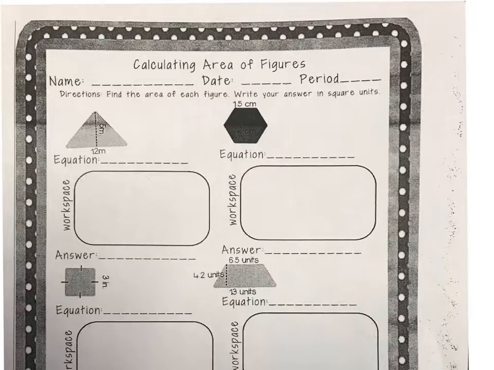Okay, calculating area of figures. So the first figure right there, what figure is this? It's a triangle, right? Okay, so I'm going to write triangle. Okay, so what is the area formula for a triangle?